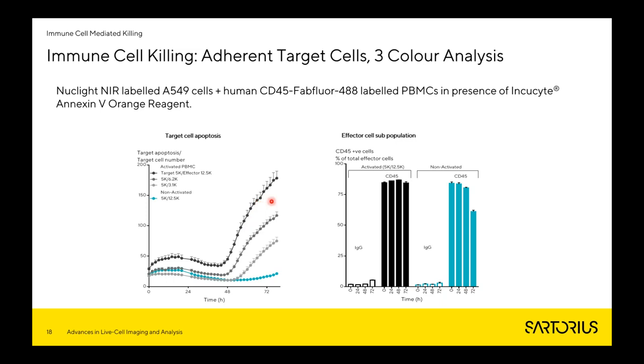We can assess effector cell subpopulations utilizing the cell-by-cell analysis mode, specifically for the non-adherent cells, and we can see how CD45 proportions change during the course of the assay. We can see with activated PBMCs it remains relatively consistent. However, when we have non-activated PBMCs, we actually see a drop-off in CD45 proportion of PBMCs within this culture.